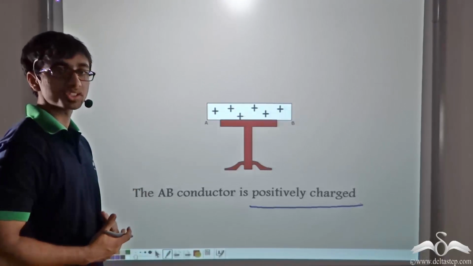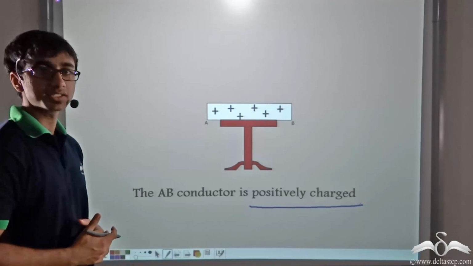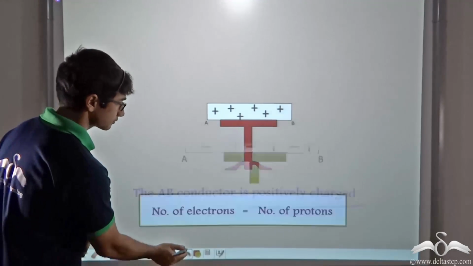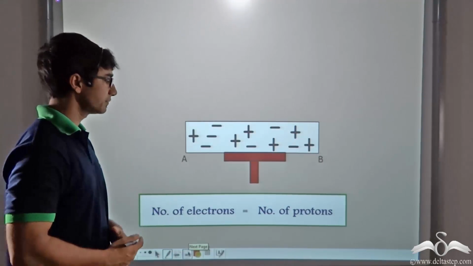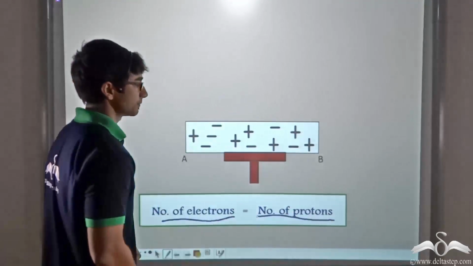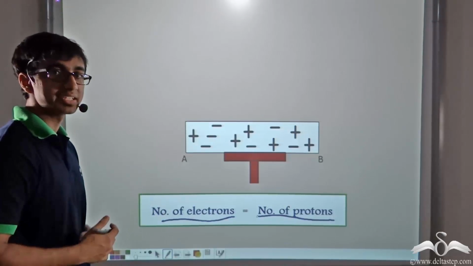Now through this same process, we intend to make AB a negatively charged conductor. So let us see how we can do that. So again we consider a neutral conductor AB where the number of electrons is equal to the number of protons. And even in this case, AB is kept on an insulated stand.